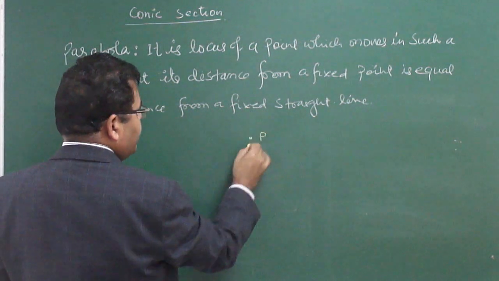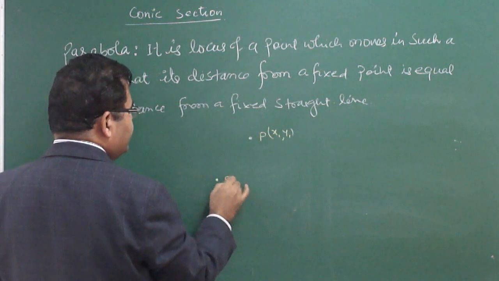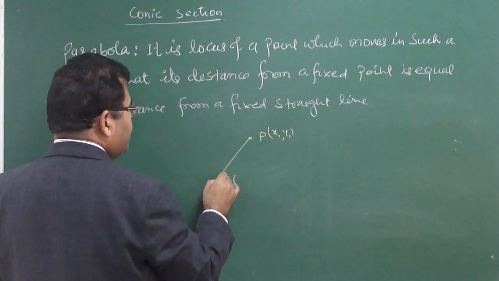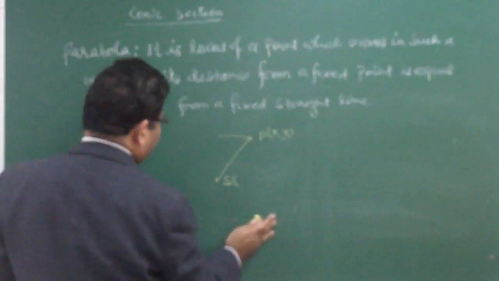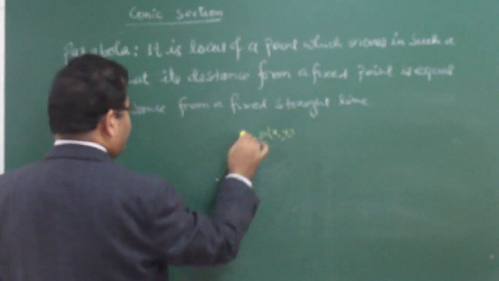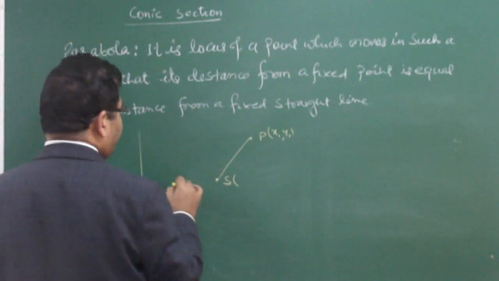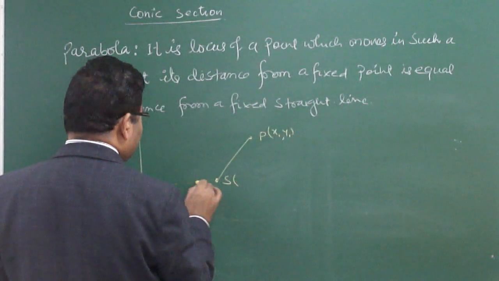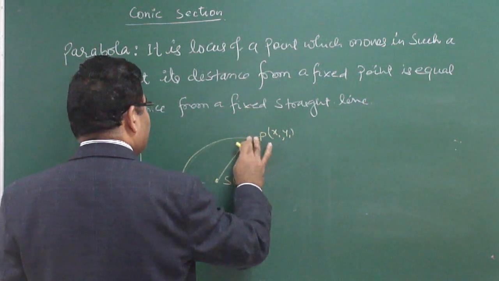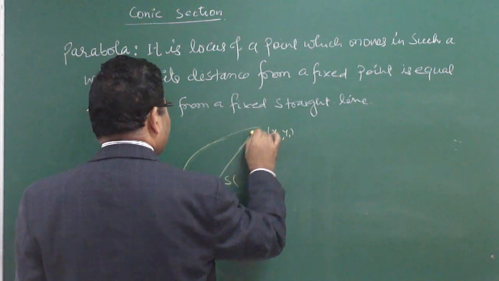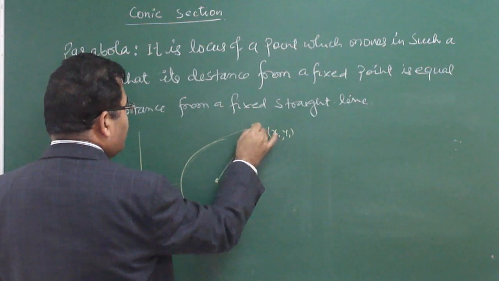So if P is any point (x1, y1), it moves in such a way that its distance from this fixed point is equal to its distance from a fixed straight line. So we can draw a parabola like this, and P is a point here. Its distance from any point... what is locus?